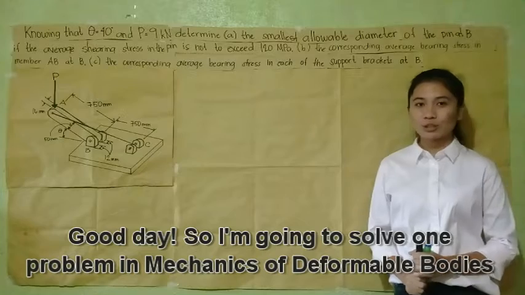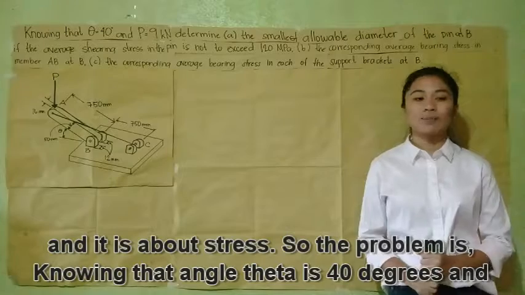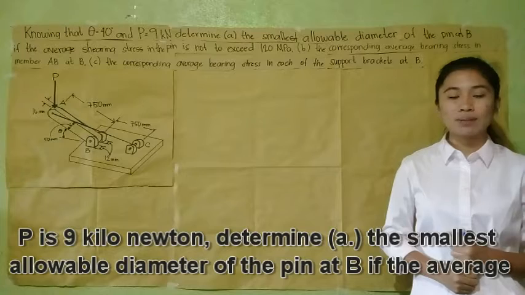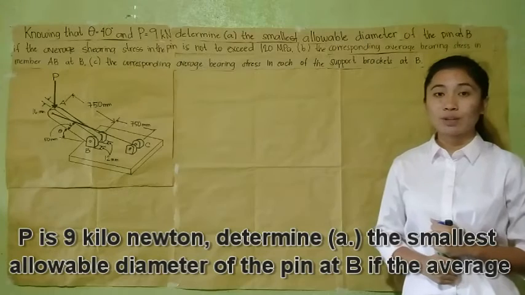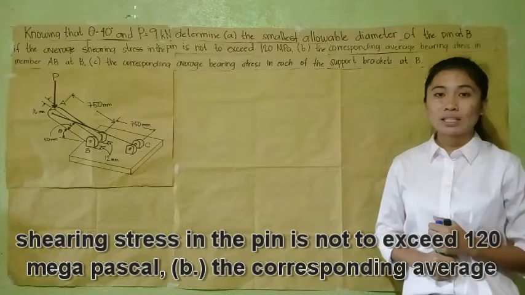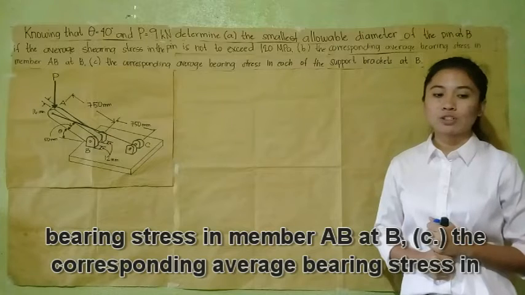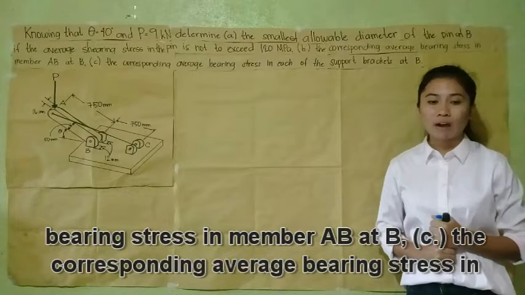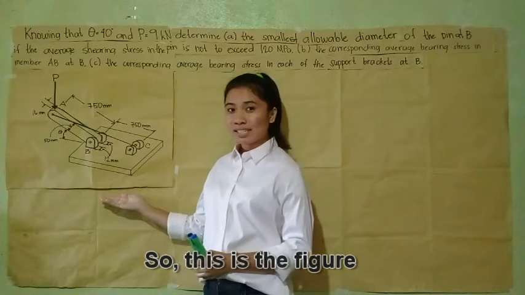Good day. So I am going to solve one problem in mechanics of deformable bodies, and it is about stress. The problem is, knowing that the angle theta is 40 degrees and P is equal to 9 kilonewton, determine A, the smallest allowable diameter of the pin at B, if the average shearing stress in the pin is not to exceed 120 megapascal, and B, the corresponding average bearing stress in member A at B, and C, the corresponding average bearing stress in each of the support brackets at B. So this is the figure.